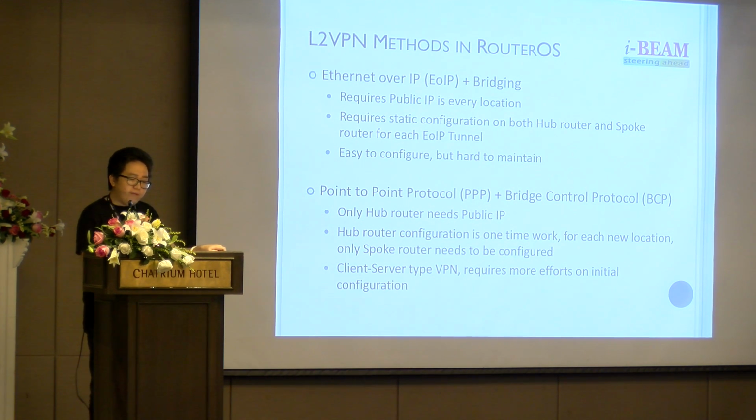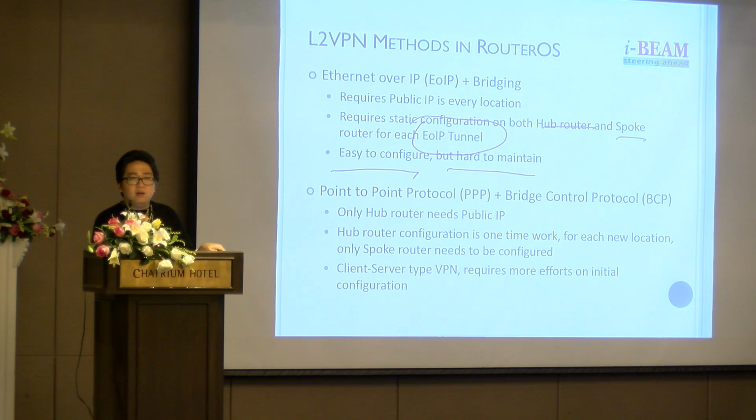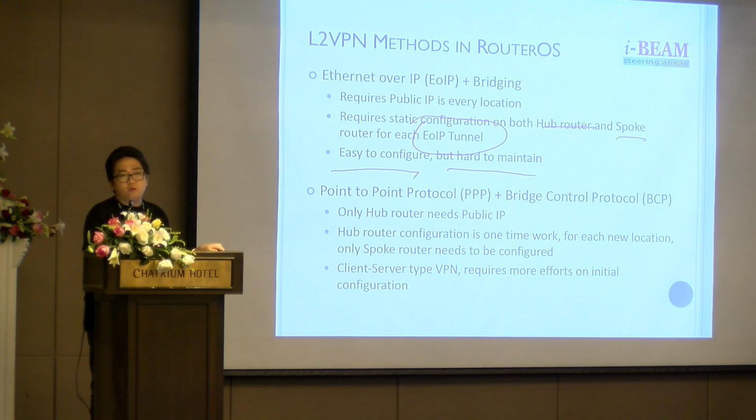And it requires static configuration on both the hub router and the spoke router for each EoIP tunnel. It means if you have 99 tunnels, you need to do it 99 times on the hub, 99 times on the spoke. It is easy to configure because for EoIP, normally you just create a tunnel, you just bridge the port, then that's it. It is easy to configure, but it is hard to maintain. Because when you have a lot of manual tunnels, you need to take a lot of time to monitor them, or when something happens, you need to troubleshoot them one by one.